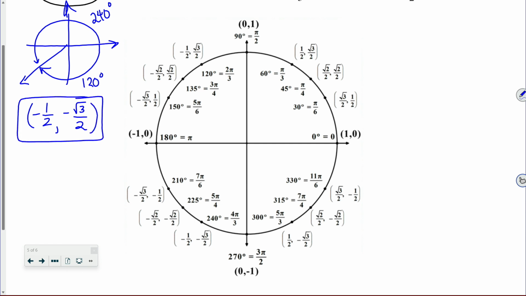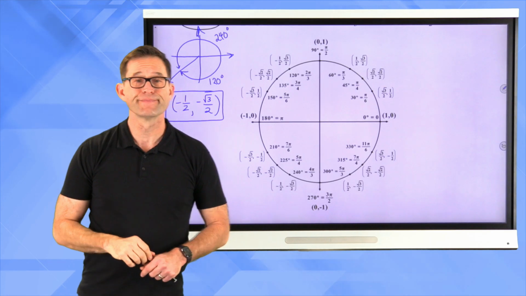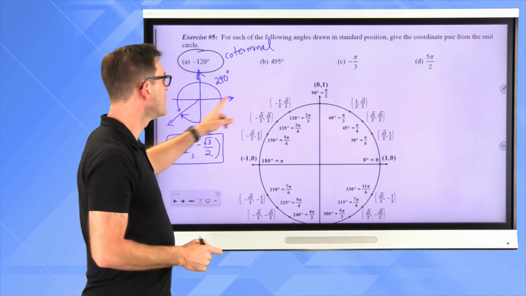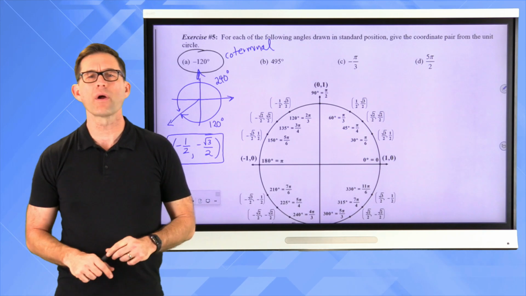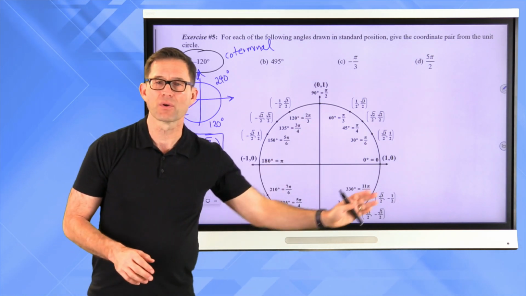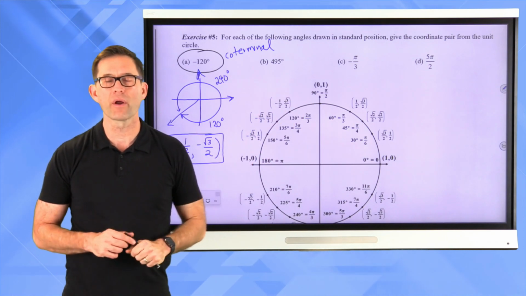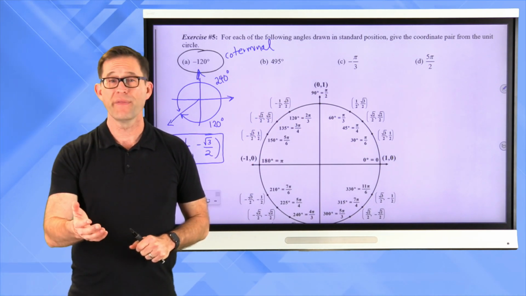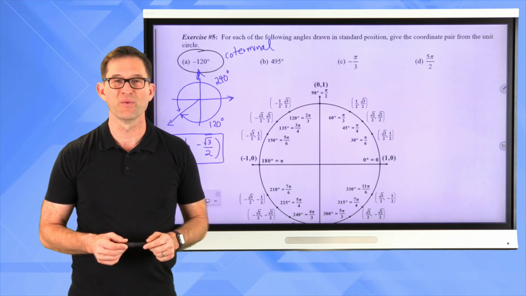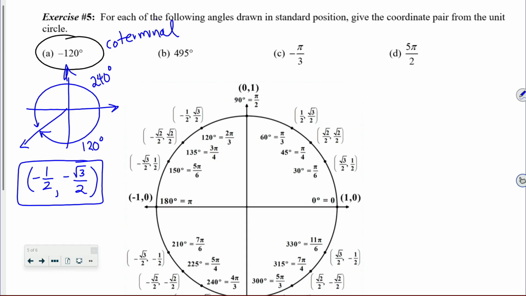And that's my answer for letter A. All right? So, what I'd like you to do in letter B is think about 495 degrees. See what angle on the unit circle is coterminal with 495 degrees, and then give that particular coordinate pair. Pause the video now and go ahead and do that.